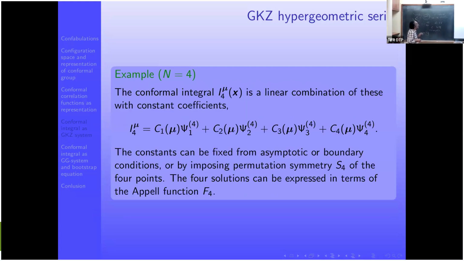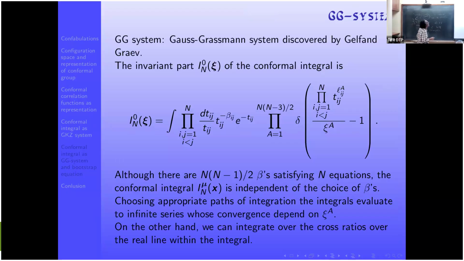So I want to avoid this by using what is called a GG system. GG system, as everybody asks, is very interesting. It was discovered by Gelfand and Graham. And they interestingly called it a GG system for Gauss and Grassmann. An unusual case of academic humbleness. That's right. Yeah. Right. So this is the thing.